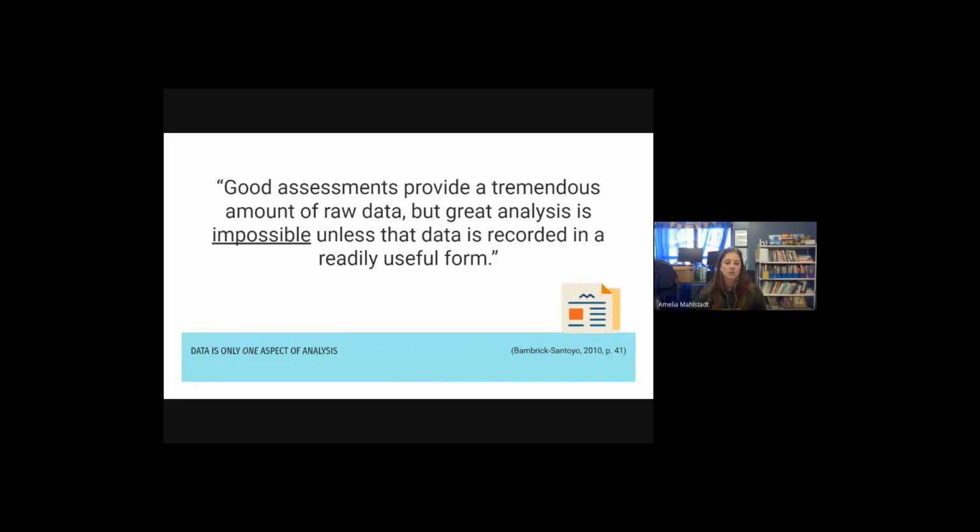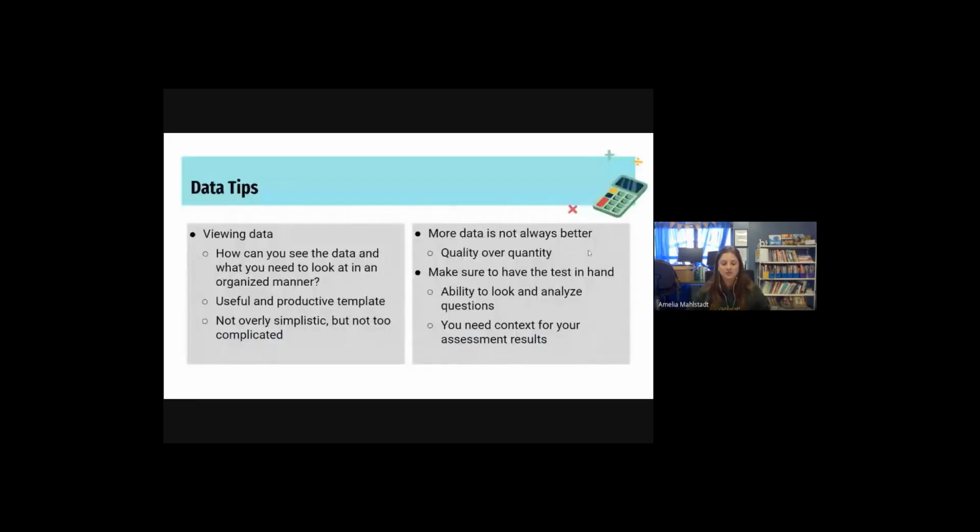And so we're going to talk a little bit about different ways that we can analyze data, just keeping students in mind. This quote comes from "Data is only one aspect of analysis." It says, "Good assessments provide a tremendous amount of raw data, but great analysis is impossible unless that data is recorded in a readily useful form." We might have pages and pages and tables of data, but we want to think about how we can use all of that in a meaningful way that's really going to think about the students as humans instead of just a number on a page.